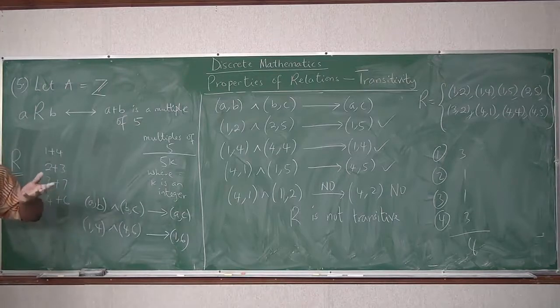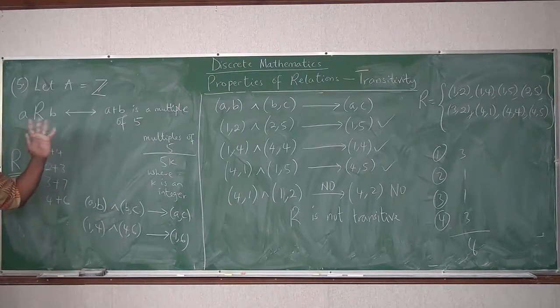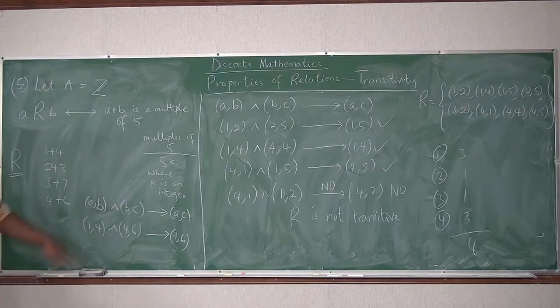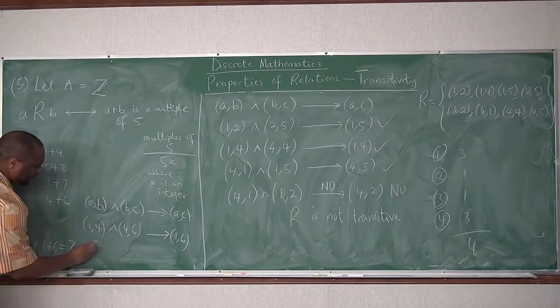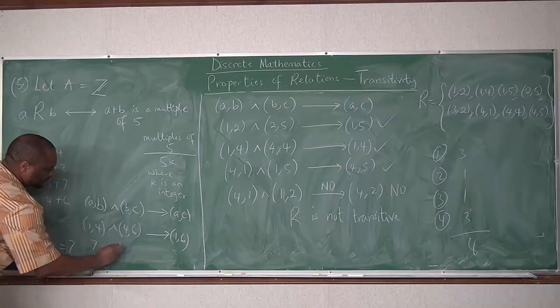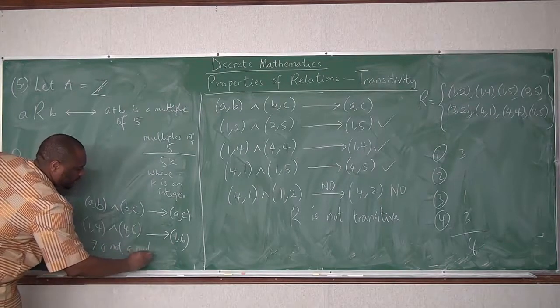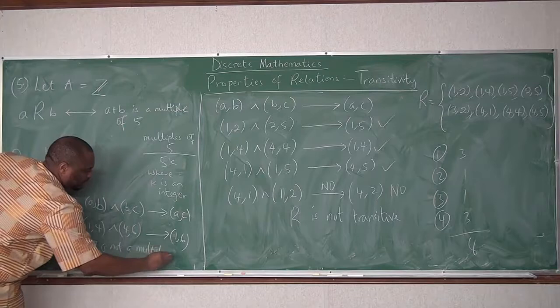If you have this kind of question, you should just be concerned about how to find any case that does not work. It has to be a multiple of 5: 5, 10, 15, 20, 25, 30. So in this case, we have 1, 4 and 4, 6, and it should imply 1, 6. But 1 plus 6 is 7. 7 is not a multiple of 5.